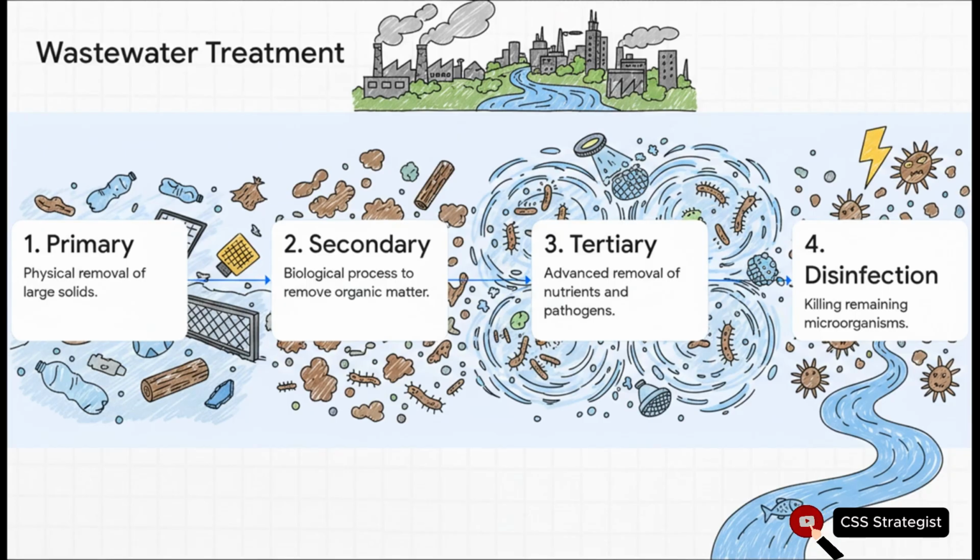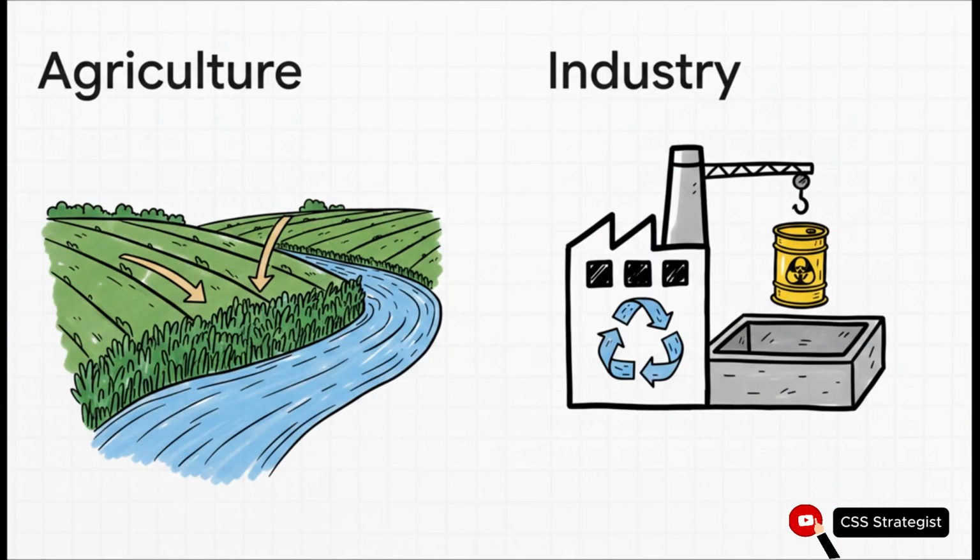And this brings us down to the micro level. These are all about prevention, right at the source. This is how you tackle that tricky non-point pollution we talked about. For farming, it means using fertilizer more intelligently and planting buffer strips of vegetation to catch runoff. For industry, it's about being more efficient, producing less waste, and recycling water.